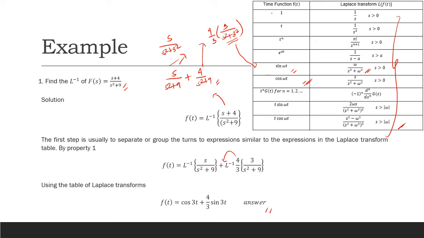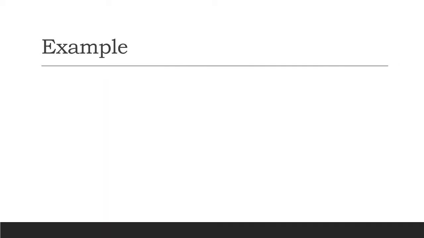So, sobrang dali na pag titingnan natin yung nasa table, di ba? Ano lang tayo nahihirapan? Ang mahirap talaga is yung pag-express niya into similar, same format nung nasa Laplace transform table natin. Next example.